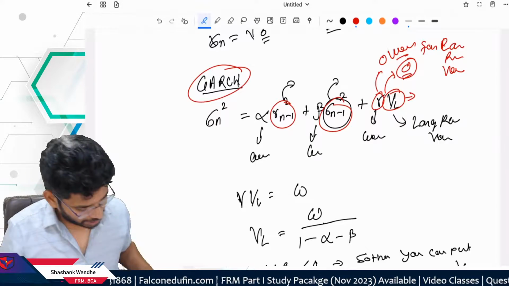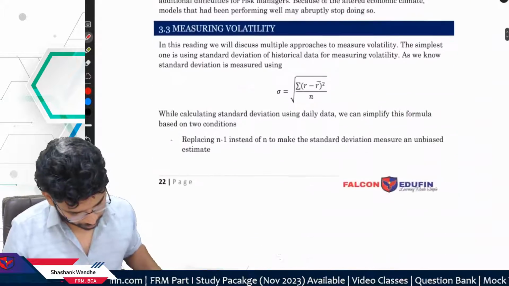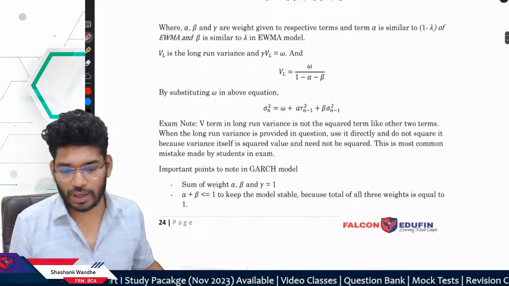So that's all about the value at risk revision, and we mainly focused on the key important areas here. For the rest of the content, you can definitely read the text. But as I said, all the key points are already covered in this discussion.